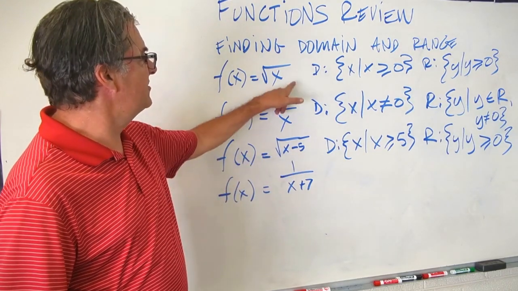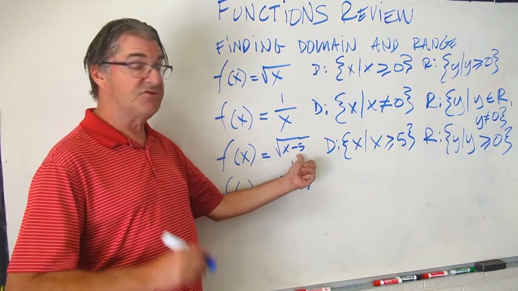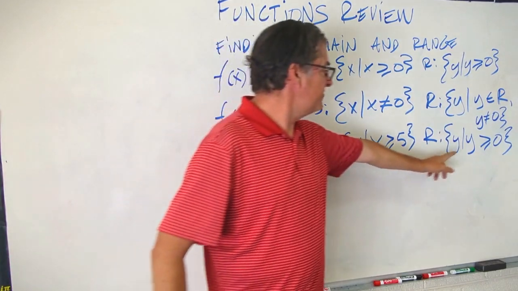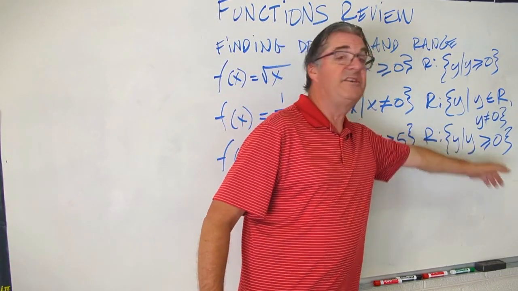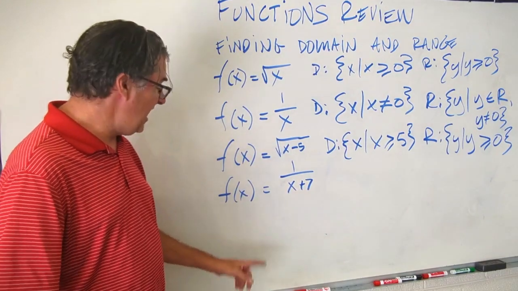This one is really similar to this one. We're never going to get a negative number out of this function. Just won't happen. So the range for this one is the set of all y such that y is greater than or equal to 0. Okay, let's do the last one.